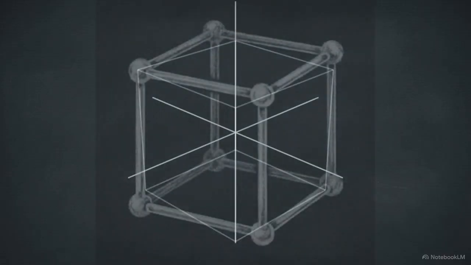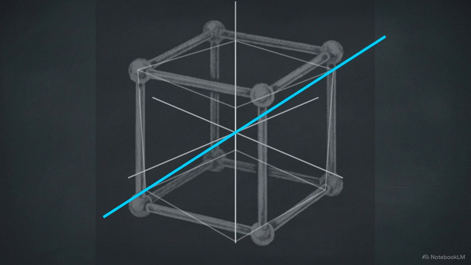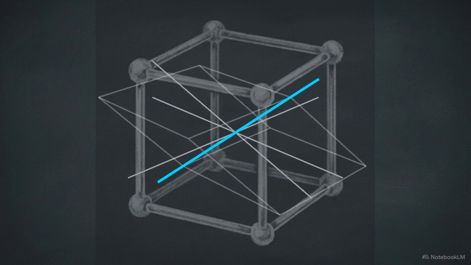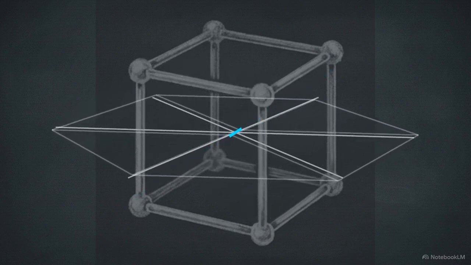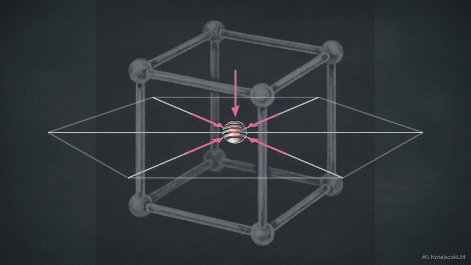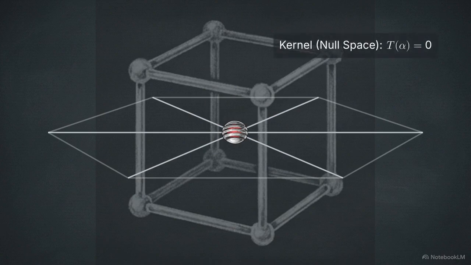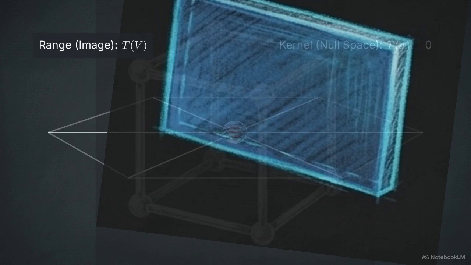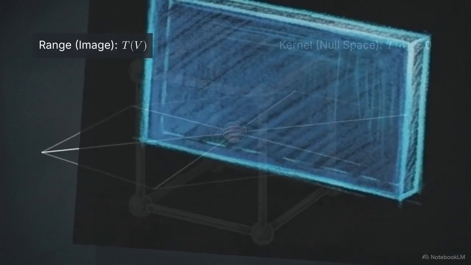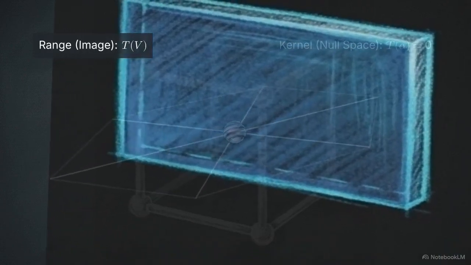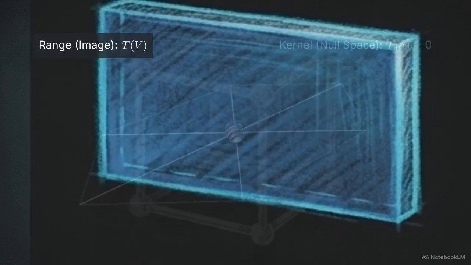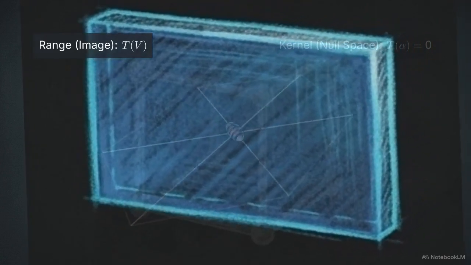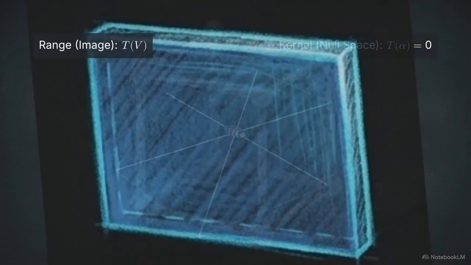Here is a 3D vector space collapsing into a flat 2D plane. Notice the highlighted 1D line of vectors. During this transformation, every vector along that specific line gets squashed directly into the origin point. We call this set of vectors the null space, or the kernel. The flat 2D plane that remains is the range, or the image. This is the complete set of all possible outputs produced by the transformation. It exists as a subspace within the larger codomain.